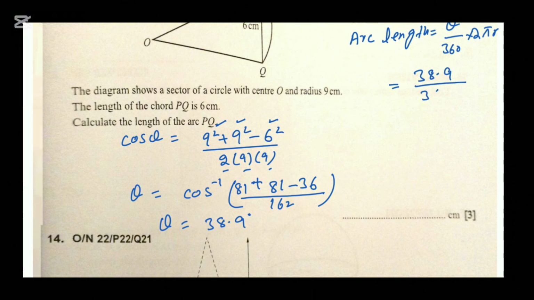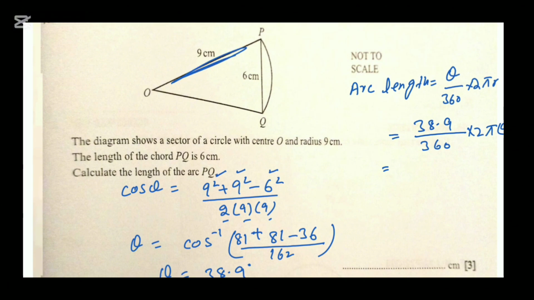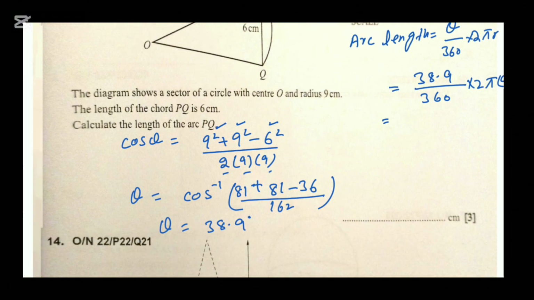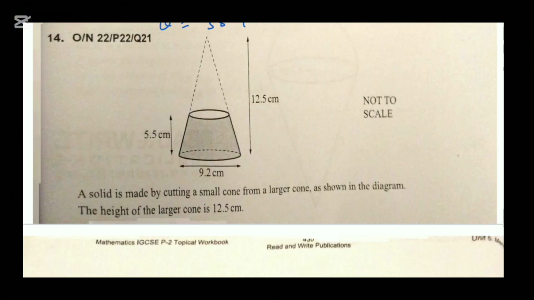38.9 over 360 into 2 pi r, where r is 9. You can see the radius is 9. This is the radius. Okay, so now if you put it in the calculator, you will get 6.11. 6.11 centimeter is the final answer. Okay, next question.